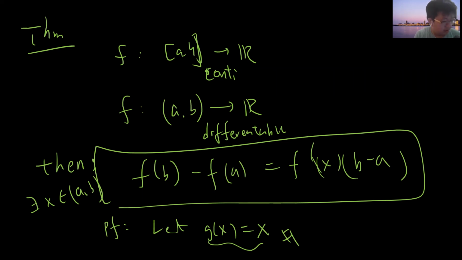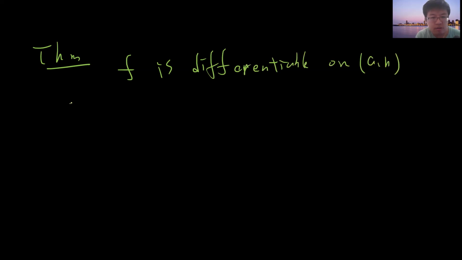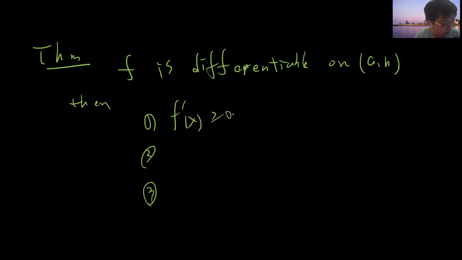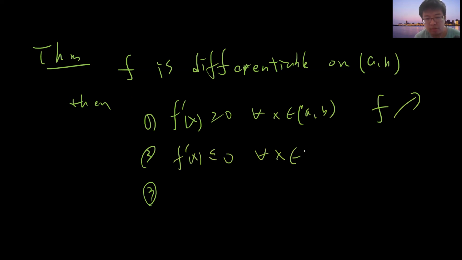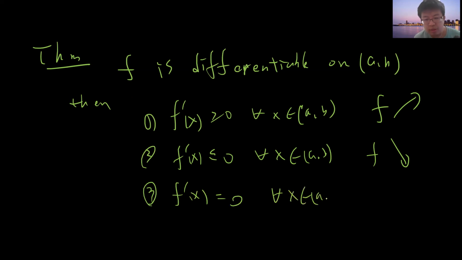Another theorem: if f is differentiable on (a, b), then the following three hold. If f prime of x is greater than or equal to 0 for all x belonging to (a, b), then f is increasing. If f prime of x is less than or equal to 0 for all x in (a, b), then f is decreasing. And if f prime of x is 0 for all x in (a, b), f is constant.